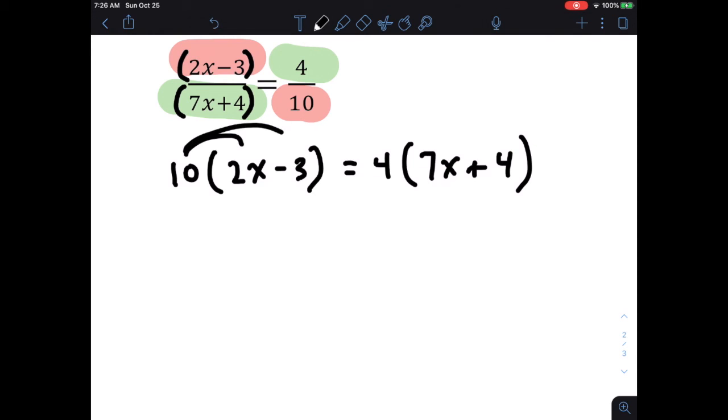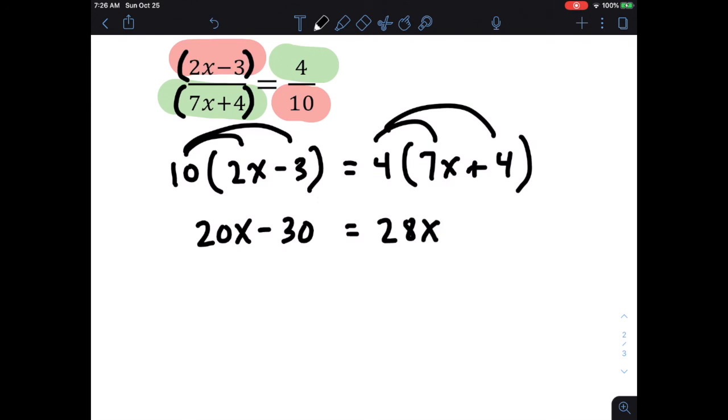So here we have distributing here, so we have 20x minus 30. And then we have distributing here to get 28x plus 16. And then I'm just going to solve this equation to get the variables on one side and the numbers on the other side. And in this case, I'm going to move the smaller variable. So in this case, the 20x is smaller than 28x. So I'm going to subtract 20x from both sides.